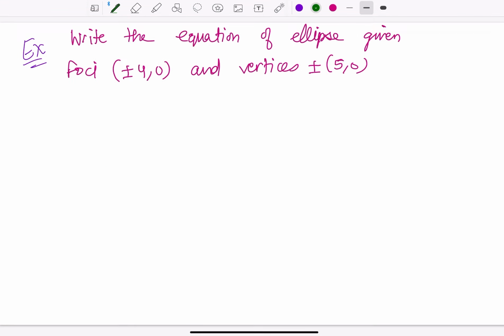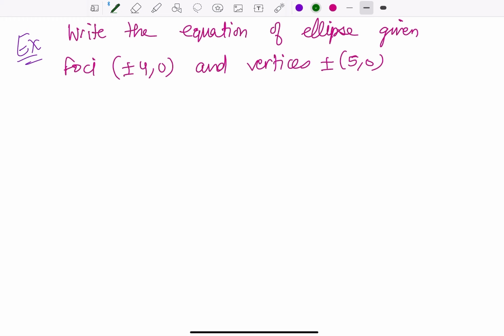Next, write the equation of the ellipse given foci plus or minus 4 and vertices plus or minus 5, 0. So I'm given the foci and vertices. It's helpful to draw these points to get some idea of how the equation should look. Foci are at 4, 0 and -4, 0, F1, F2, and the vertices are at 5, 0 and -5, 0.